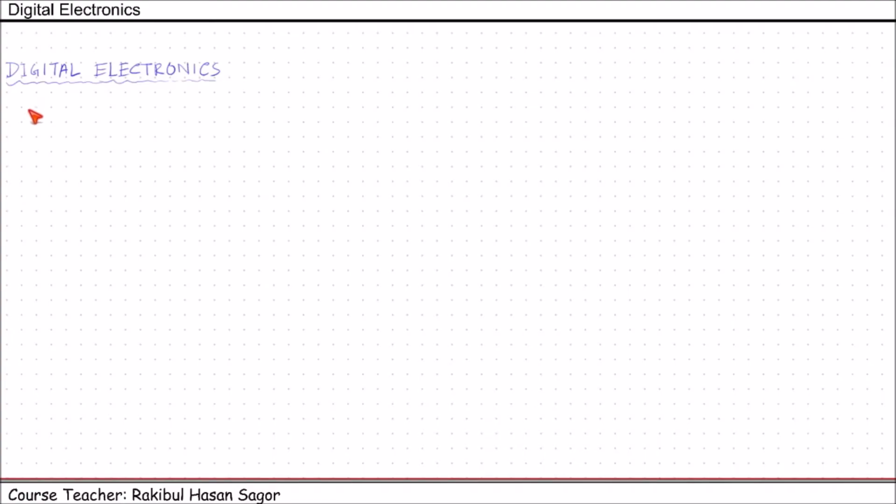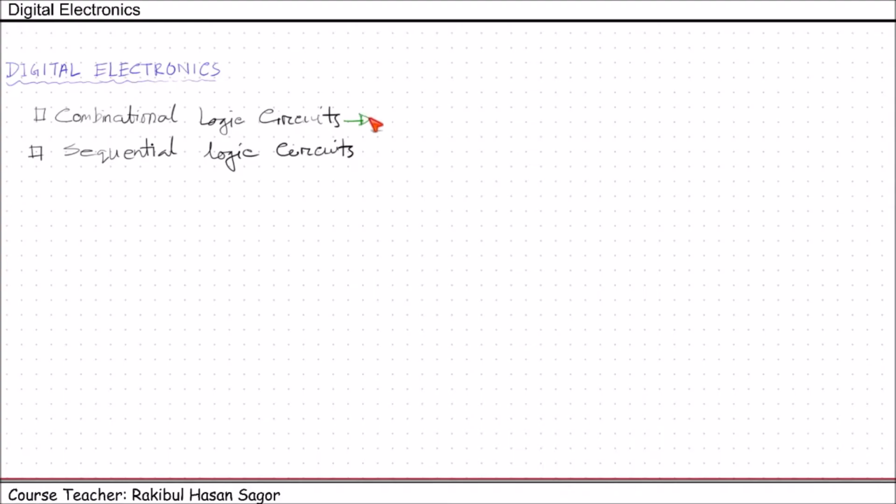I have subdivided the complete course into two broad categories. One is combinational logic circuits. Another is sequential logic circuits. Combinational logic circuits will be covered before the mid-semester exam, and the sequential logic circuits will be covered after the mid-semester exam.